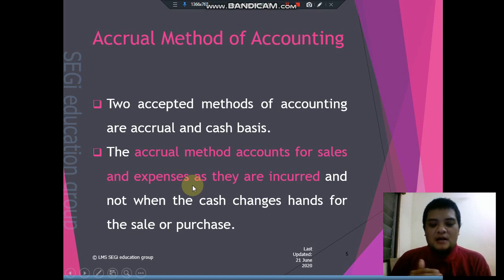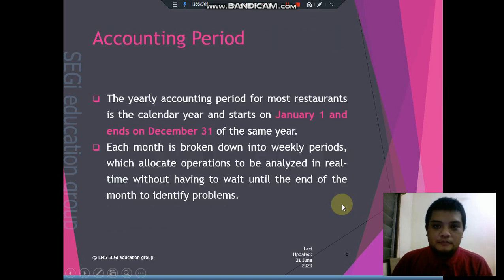Accrual means it is accrued, not really when you exchange the cash. Can you see here? Not when the cash changes hands. When you pay to the supplier, it doesn't mean that you have incurred the cost. You only incur the cost when you use in the kitchen. That is how we record the cost and sales in restaurant. We use the accrual method of accounting.